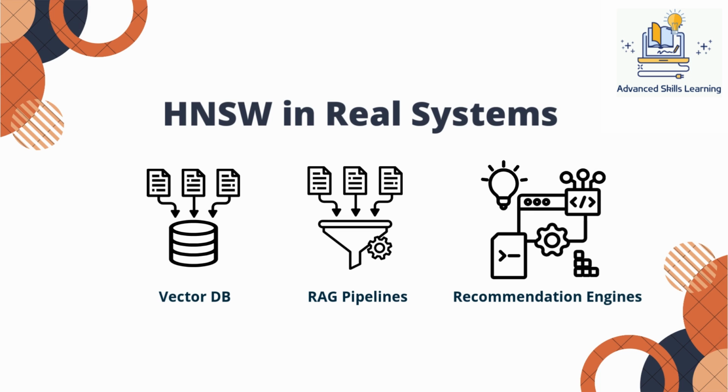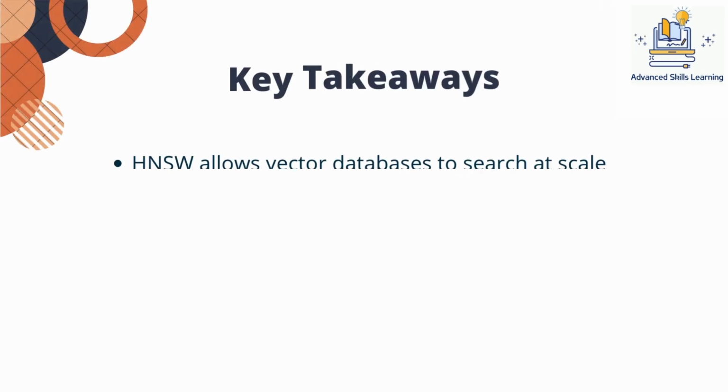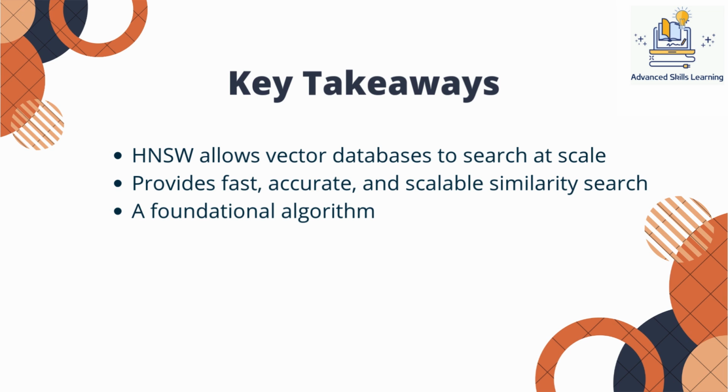It enables fast semantic search, powers recommendation engines, and plays a critical role in retrieval-augmented generation workflows where low latency and high relevance are essential. Key takeaways: HNSW allows vector databases to search at scale by organizing embeddings into a hierarchical, navigable graph structure. By avoiding brute force comparisons and intelligently navigating the vector space, HNSW delivers fast, accurate, and scalable similarity search. This makes it a foundational algorithm behind modern Gen AI applications, vector databases, and RAG systems.